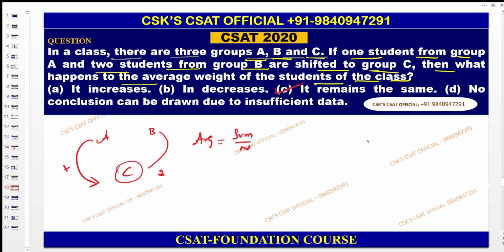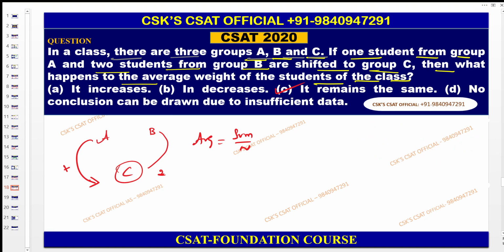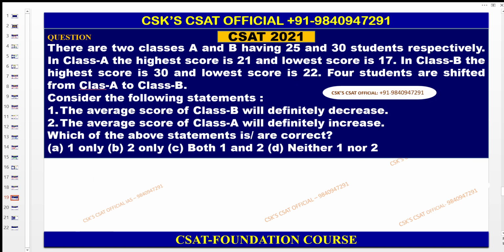Suppose class 1, class 2, class 3 are there, and some student shifts to class 2 or class 3, in that situation it affects the average weight of the classes, right? Within the class, if you are shifting, nothing is going to be affected, since they are focusing only on the average weight of the students of that class. Now this question, 2021, is kind of like the previous one, but here data has been provided. Some analytical skills are required, that's it.